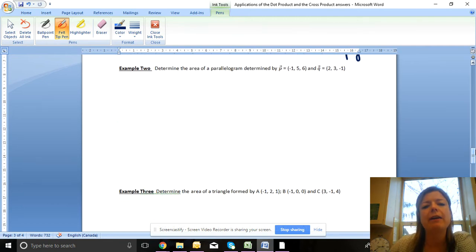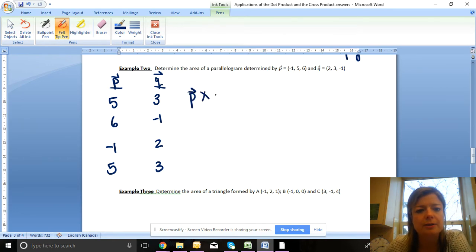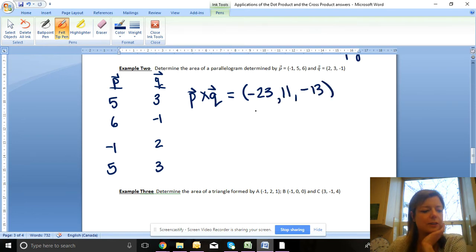So if you want to determine the area of a parallelogram determined by these two, we're going to just go ahead and do the cross product and then find the magnitude of that cross product. Okay, so remember we put the second one, the third one, the first one, and the second one, and then we start doing our crosses. You can watch the cross product video if you need a refresher on how to do that. But you get negative 23, 11, and negative 13 as your resulting cross product.